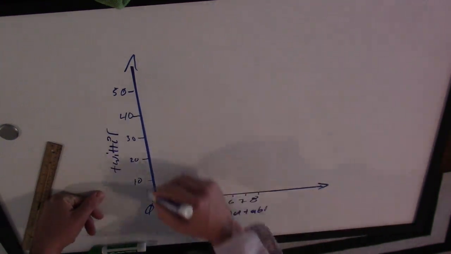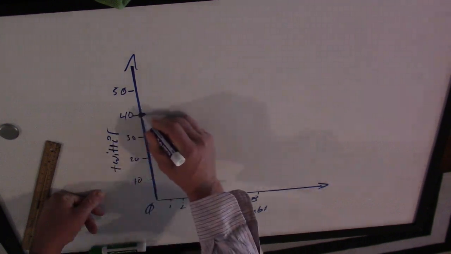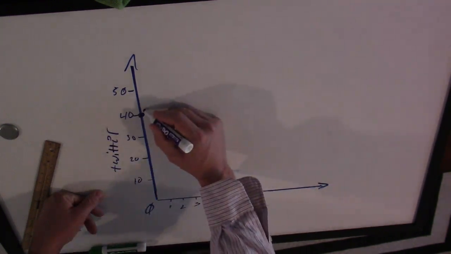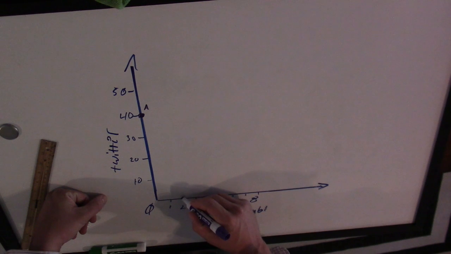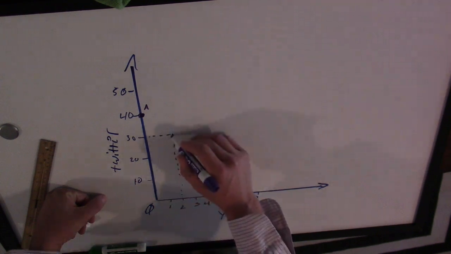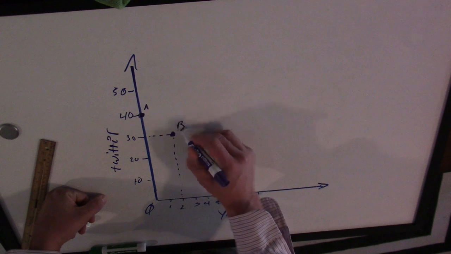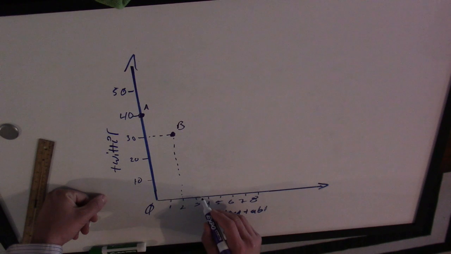All right, so now I'm going to graph my points. So my first point, row A, was 0 YouTube and 40 Twitter, so it's right on the vertical axis. That's point A, or row A. My next point was going to be at 30 Twitter and 2 YouTube, and I should probably use a ruler for this to make sure that I do this correctly. And you do want the dotted lines on your graph, okay?